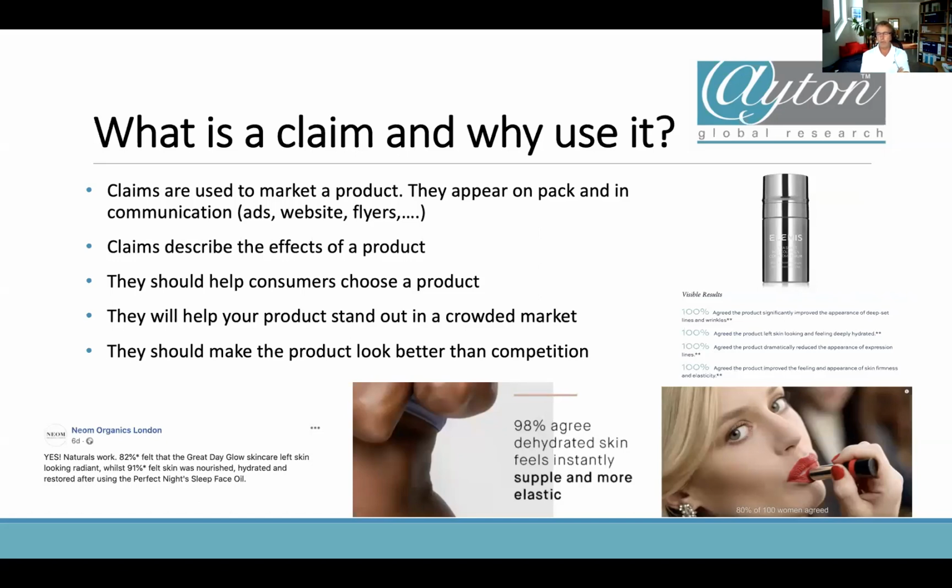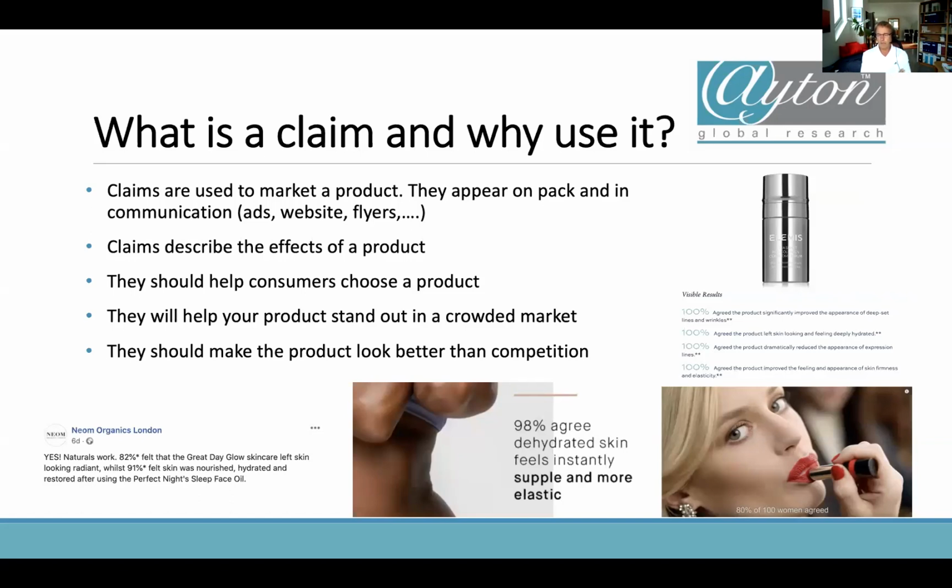Whenever you talk about a product, I think a claim is the simplest and quickest version of saying actually what benefits a product delivers. They describe the effect of a product. So what does the product do to you, and how does it help you, and how does it meet your needs? In a way, that should help consumers choose a product, because claims help you to stand out in a crowded market, because we have so much competition.